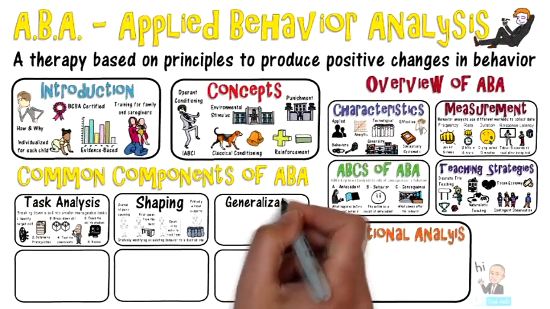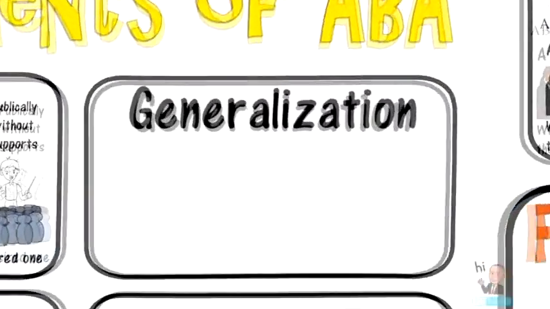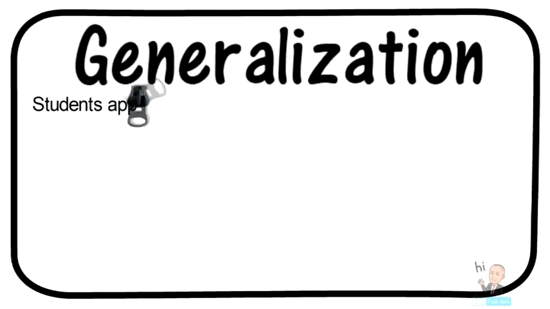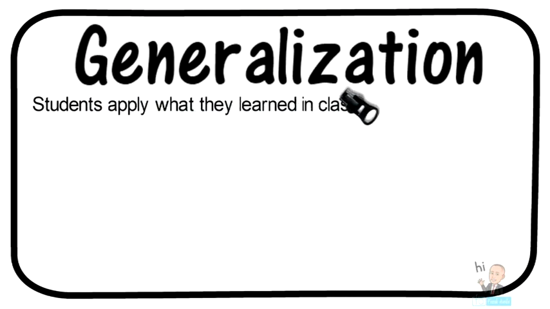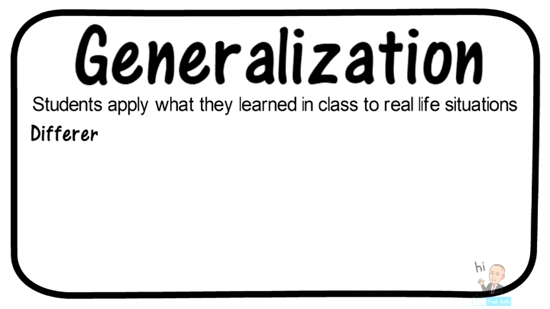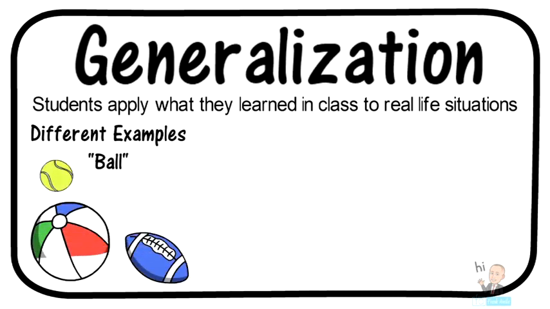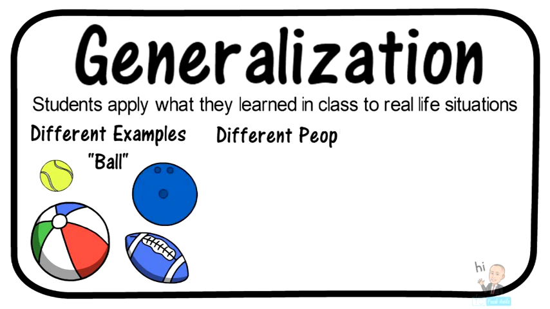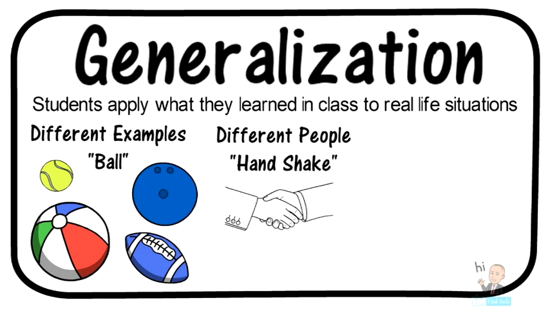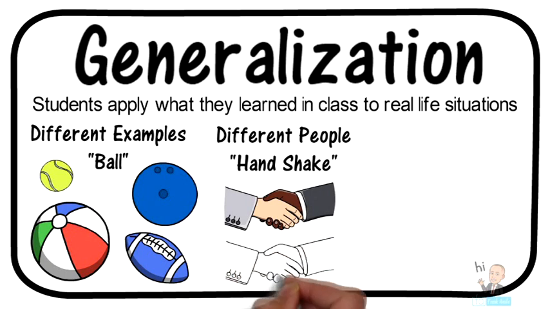Next is generalization. Here students apply what they learned in the classroom to a real life situation. One method of teaching is using different examples. If you are teaching what a ball is, you want to show them many different examples of a ball to get a full understanding of its meaning. Generalize by using different people if you're teaching them shaking hands. So let them shake hands with a variety of people to understand the concept.